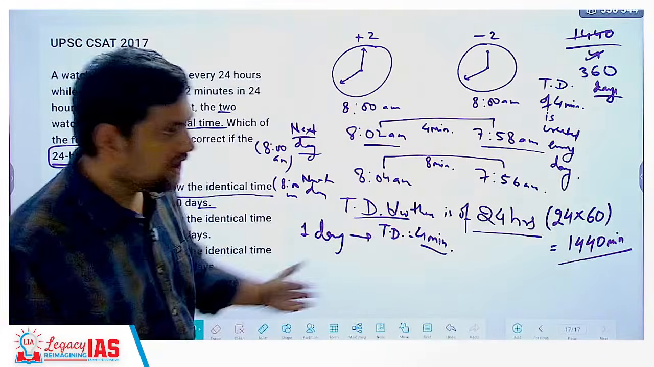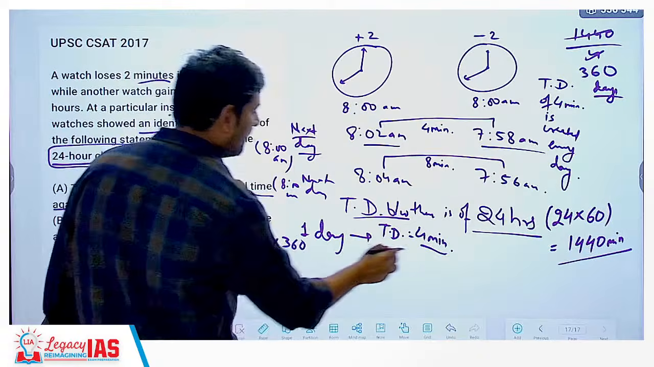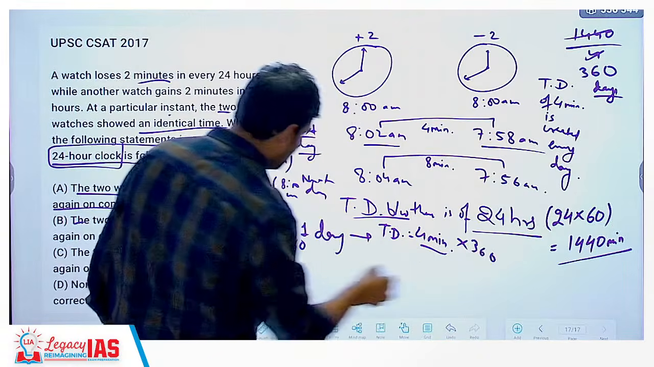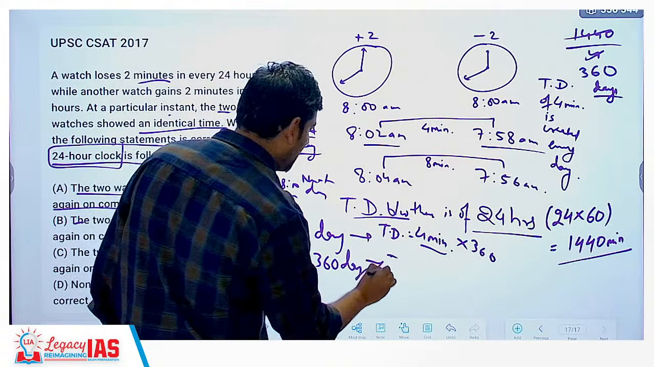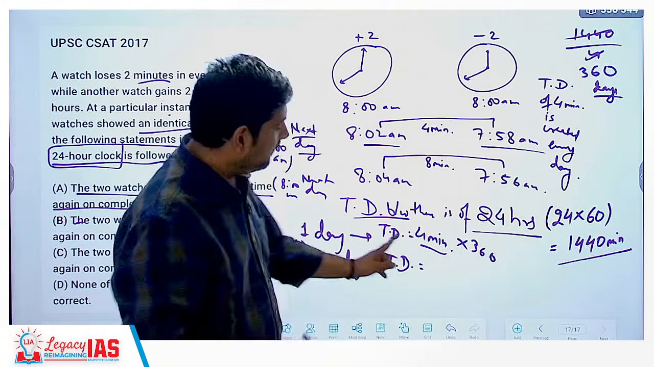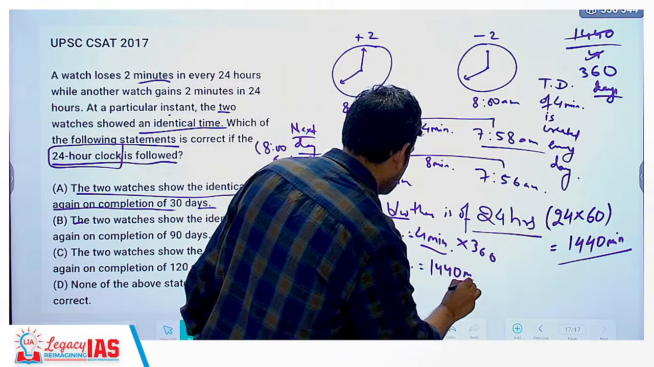Now, if you want, we can also multiply both sides by 360. Let's multiply. So this I multiply with 360, this also I multiply with 360. What do I get? In 360 days, what will be the time difference? The time difference will be 4 into 360, that is 1440 minutes.